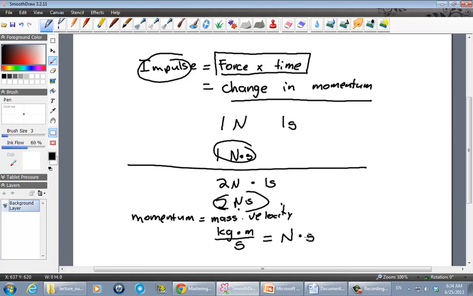Well, how can that be possible? If you remember, 1 Newton is 1 kilogram meter per second squared. So if I multiply 1 Newton by 1 second, I take 1 kilogram meter per second squared times a second. Well, this second cancels with that second, and I get a kilogram meter per second, which was our units for momentum.